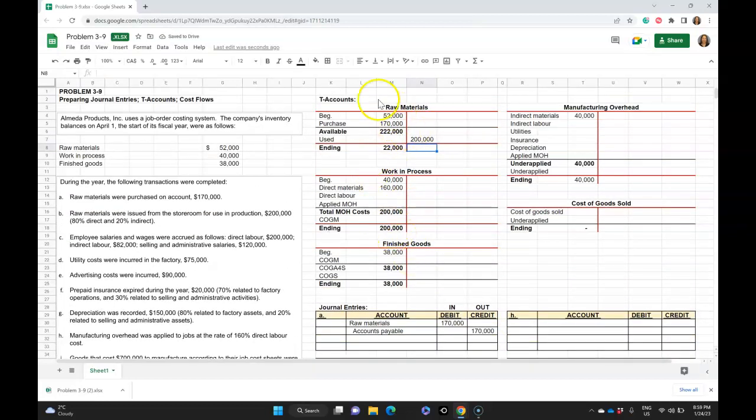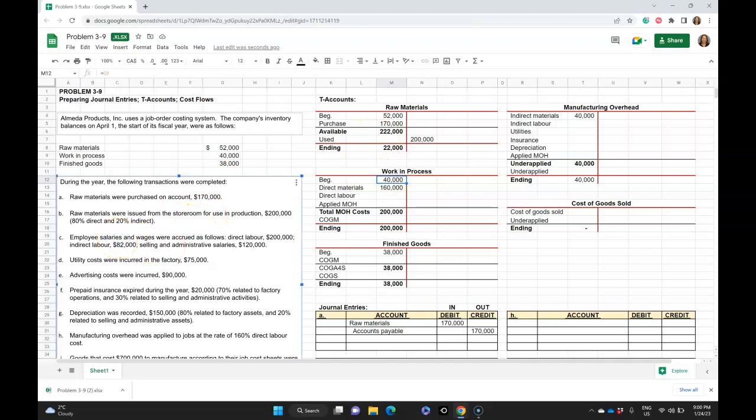So now what you can see in the raw materials account is we had 222,000 available. We used 200,000, so our ending raw materials account is $22,000. Now, if I look at the work in process account, this beginning is made up of direct materials, direct labor, and applied manufacturing overhead from jobs that were started but weren't completed in the previous period. So then we're just adding on to them for this year.